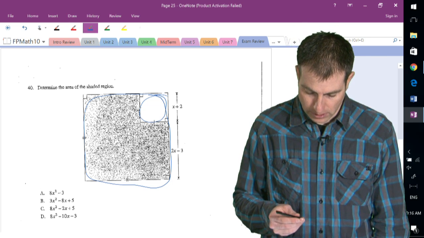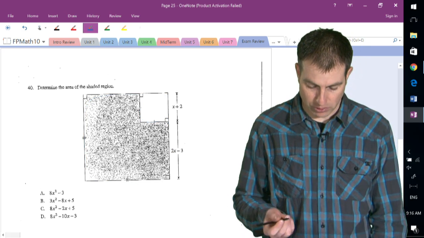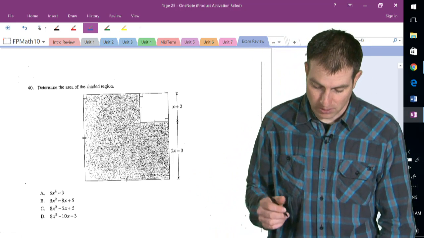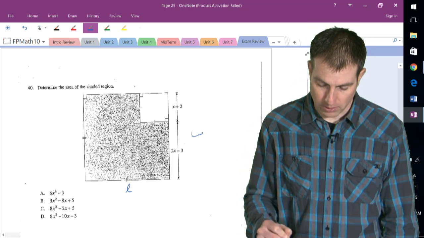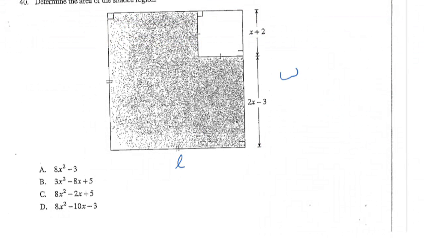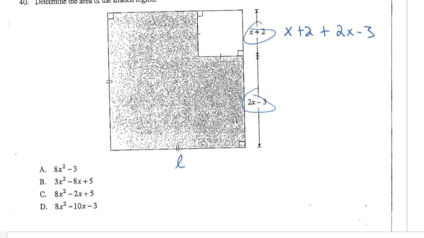So what is the length of one of the sides of our square? Maybe take a step back. How do we find the area of a square? Well, it's length times width. And in the case of a square, the length and the width are going to be the same. So in this case, the length and width we could write as x plus 2, and then we're going to add to that the lengths of both of these things: x plus 2 plus 2x minus 3. So what I've done is I've taken this length and added it to this length, because that's going to give me the whole length from top to bottom.